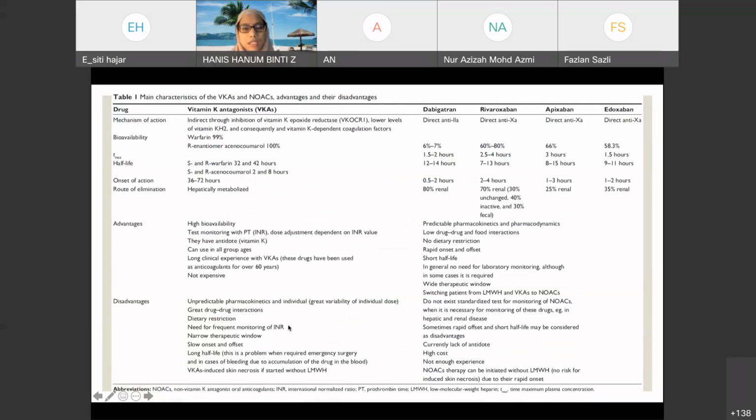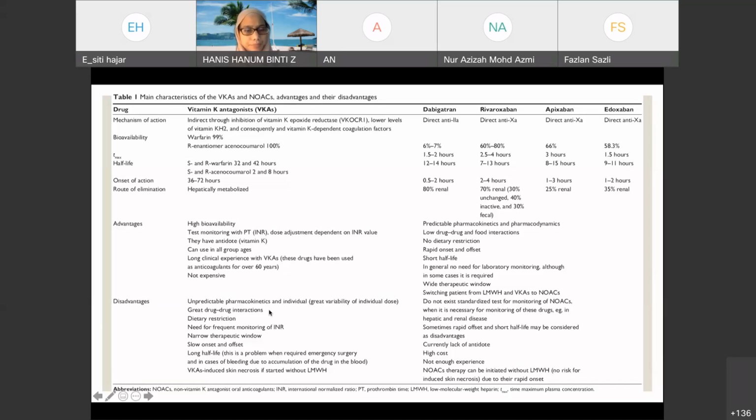Okay, in the initial stage, they will need to come every week, and then depending kalau INR is stable within the range 2 to 3, then once a month, okay, every 6 weeks. So troublesome lah, it's very troublesome for the patient. Okay, they have a narrow therapeutic window, like I said. Kalau INR less than 2, the risk of stroke is high, and INR above 3, the risk of bleeding is high. Okay, it is a slow onset and offset drug. It has a long half-life, and tengoklah dia banyak sangat disadvantages dia.